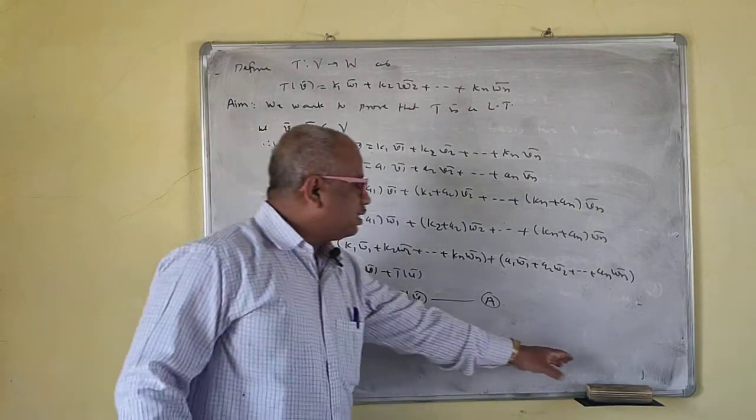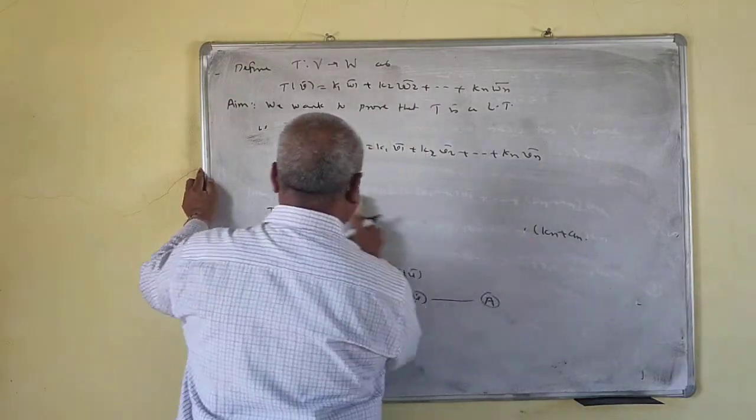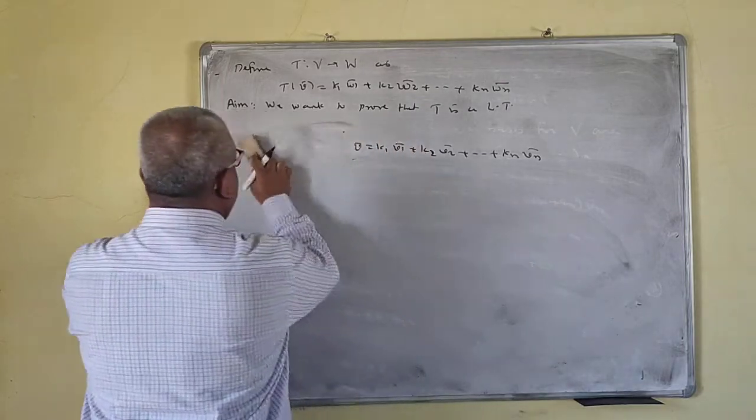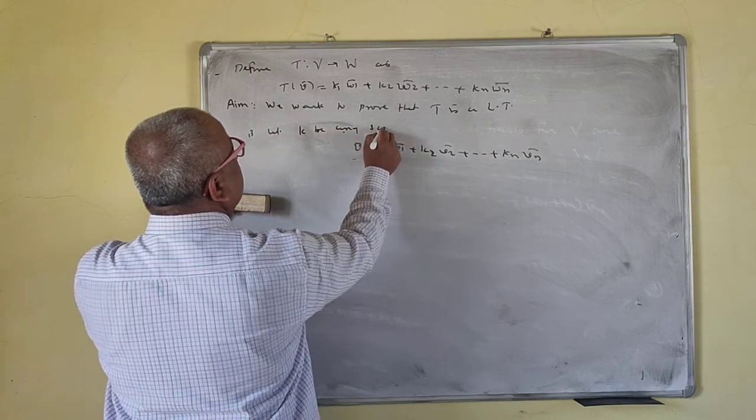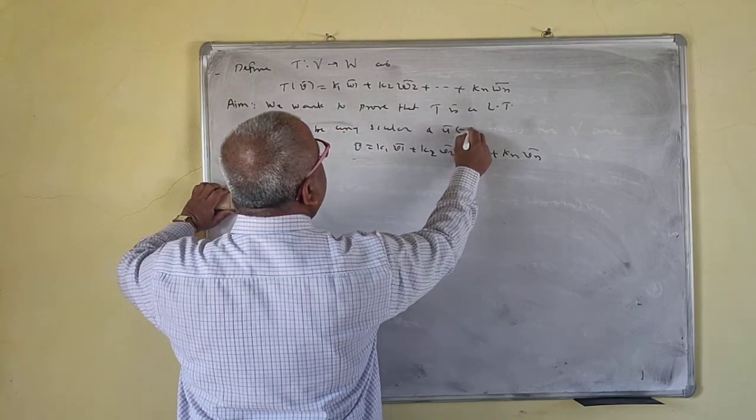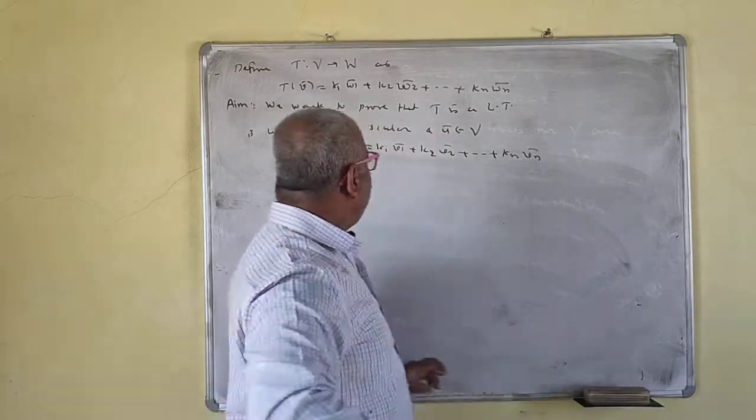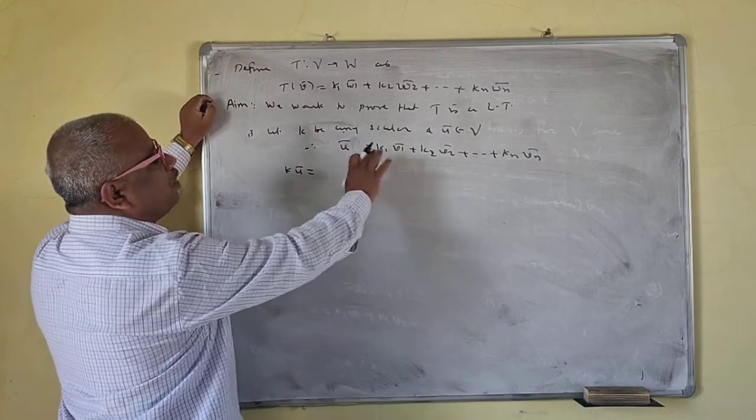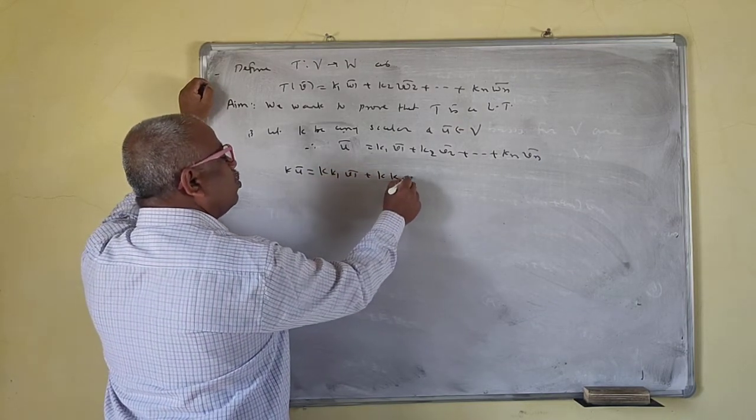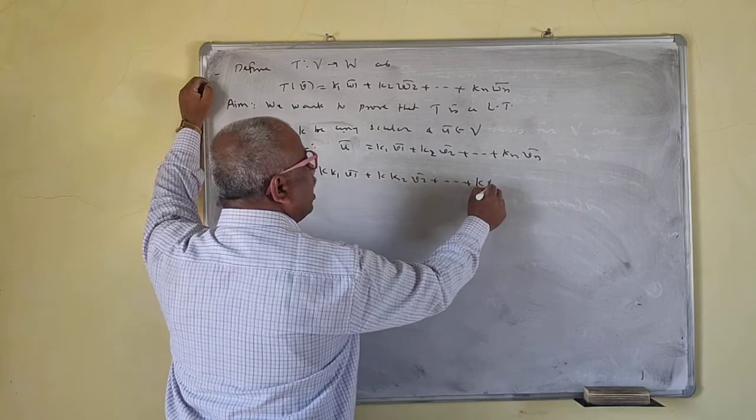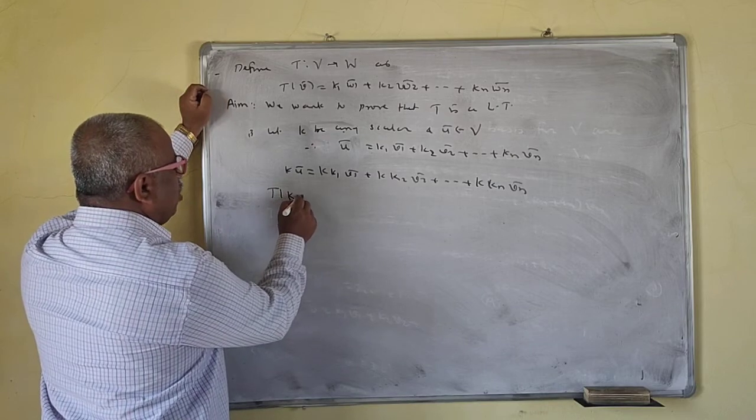Now, second, let K be any scalar and U bar belong to V. Therefore U bar is equal to this. Now we find K U bar. You have to multiply by K throughout, so this is K K1 V1 bar plus K K2 V2 bar plus ... K Kn Vn bar. Now we will apply T on both sides.